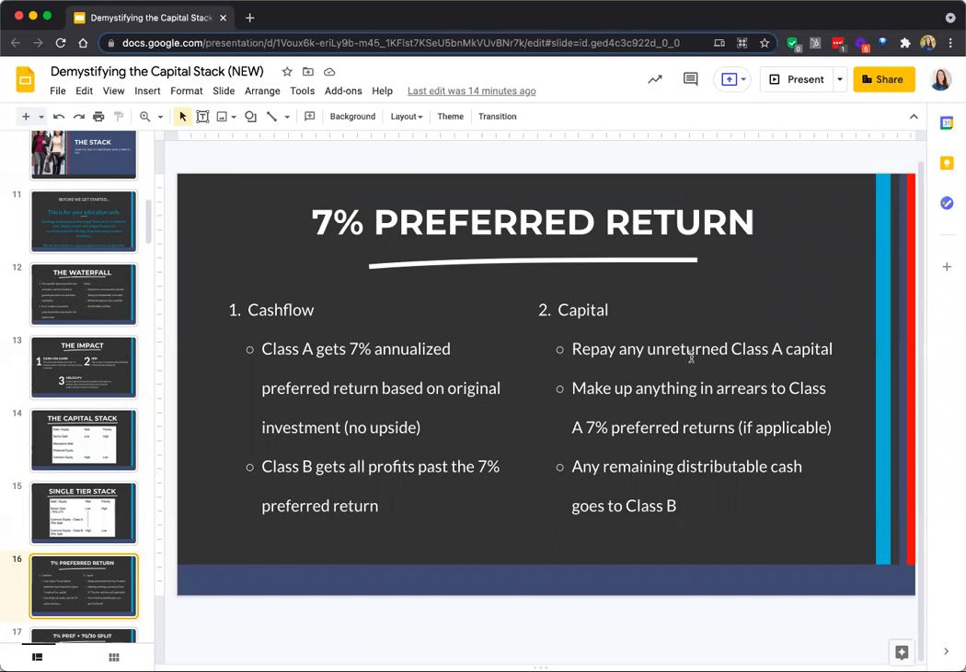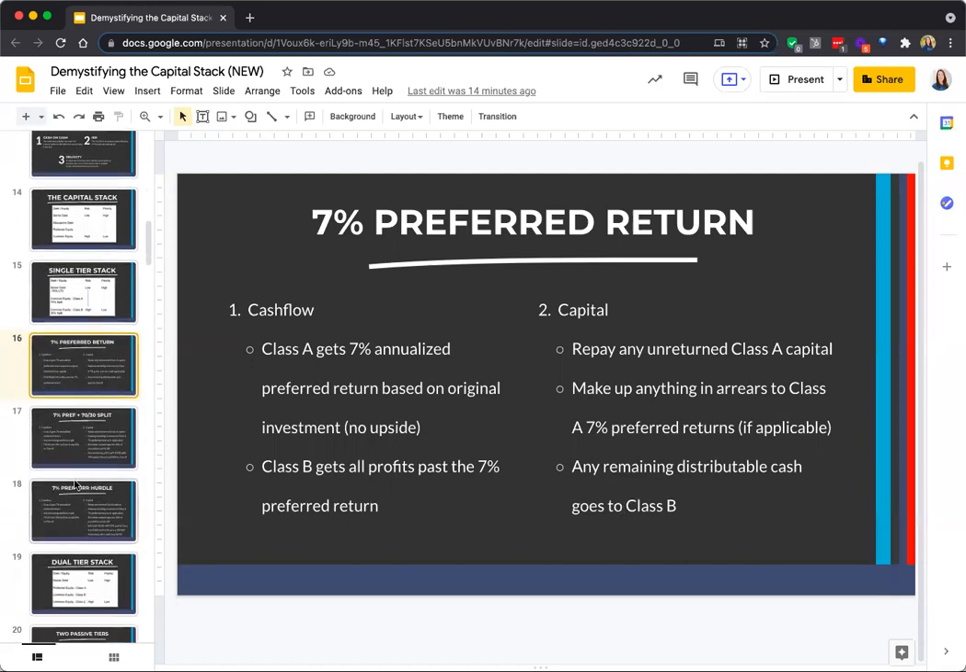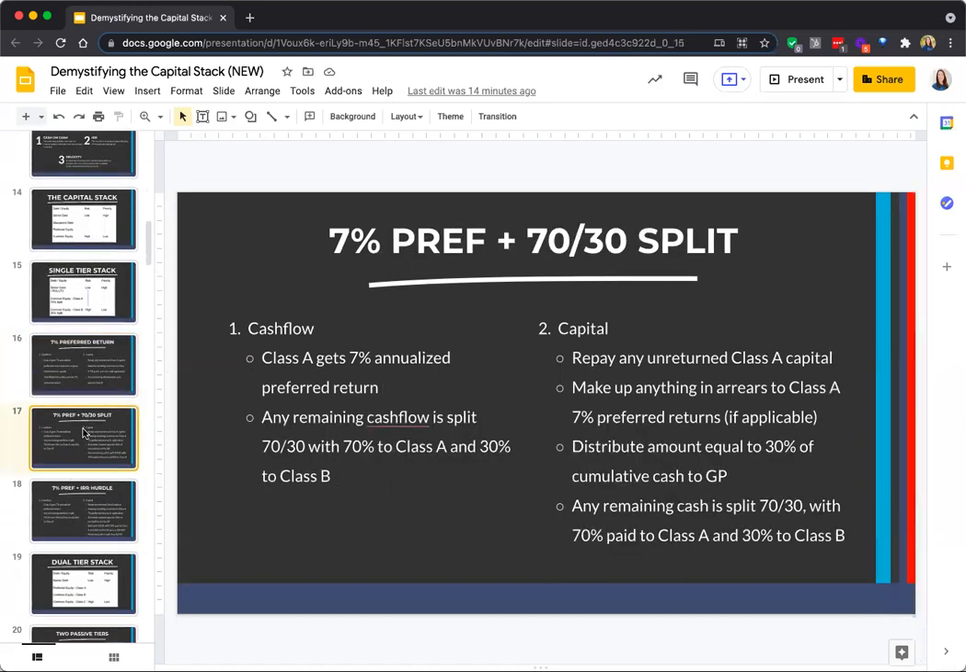Now, what this means in the waterfall is that you have to repay all of class A first, make up anything in arrears to class A to get them to 7%. So their capital is returned, you make them whole, then you catch up all the preferred return, if there was a preferred return on the deal, and then any remaining distributable cash flow goes to class B or is split.